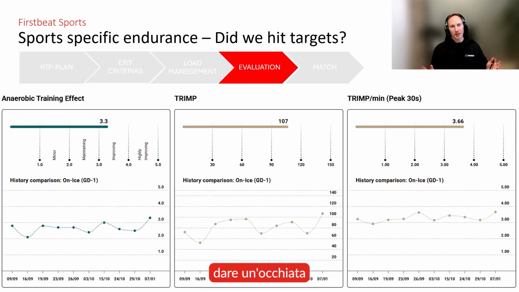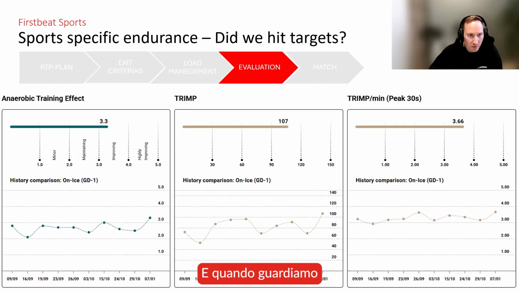Then we don't only want to have a look at aerobic endurance, also the sport-specific endurance matters, and actually it matters more than just the aerobic endurance. So the coach had a look at what our game day -1 looked like now compared to pre-injury values. And when we are first looking at the anaerobic training effect on the left side, we see that it's a bit higher on the 7th of January.